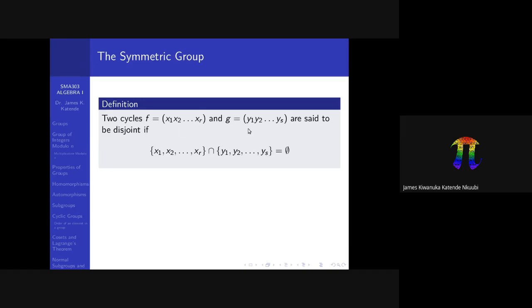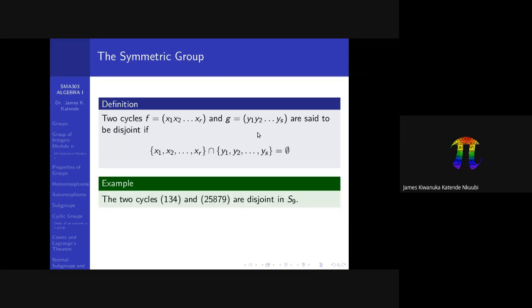So if you have 2 cycles in Sn, not necessarily of the same length, so this first cycle is a cycle of length r, and g is a cycle of length s. We say the cycles are disjoint if they don't have any elements in common. These 2 sets don't have any elements in common. So none of the numbers here will appear here, and vice versa. If the intersection of these 2 sets is empty, then we claim that these 2 cycles are disjoint.